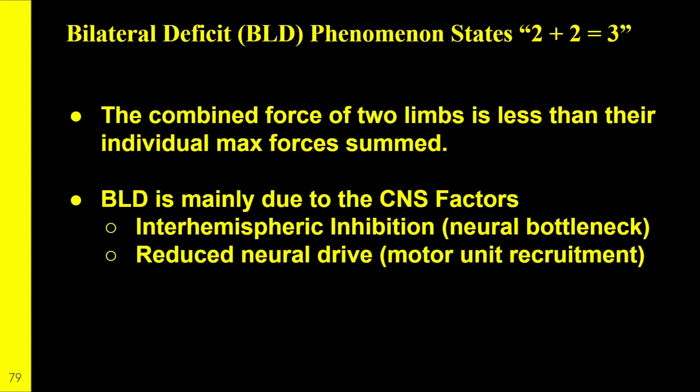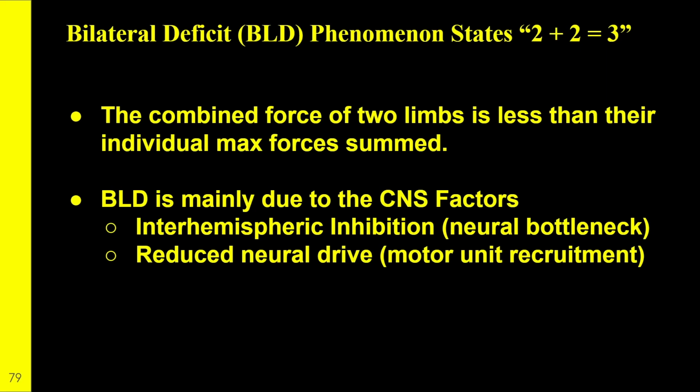Bilateral deficit, BLD, is a phenomenon that states that 2 plus 2 is 3. Let's go a lot deeper into that in case someone actually puts that on their math exam. The combined force of two limbs is less than the sum of their individual max forces. Let's say your left arm can generate a force of 2 Newton and your right arm can also generate a force of 2 Newton. But when you try to use both of your arms to generate force, you can only generate a force of 3 Newton instead of 4 Newton. Why is that? It is due to what we call bilateral deficit.